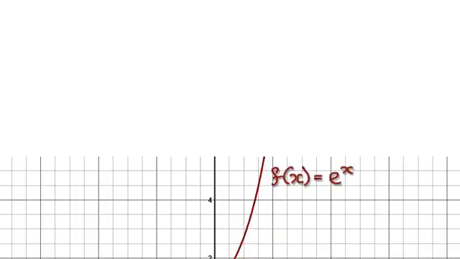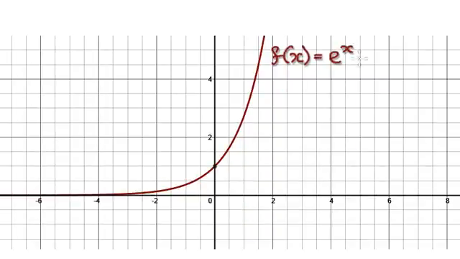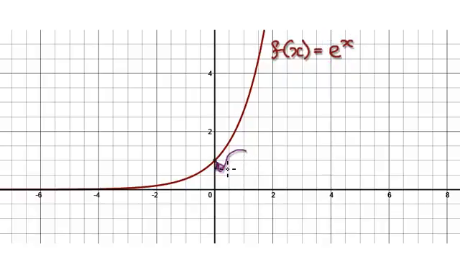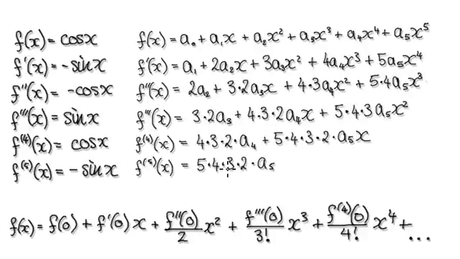Okay, let's give you guys some practice now. So find a way to represent e to the power of x as a Maclaurin series centered at x equals 0. Okay, so just a reminder, we've seen this in the past.